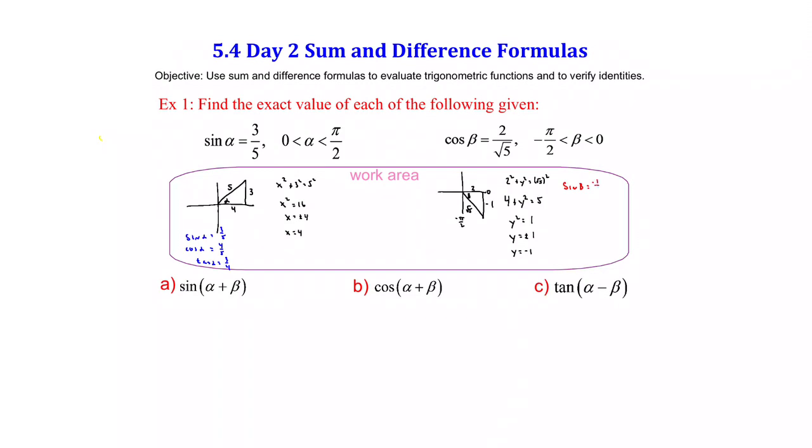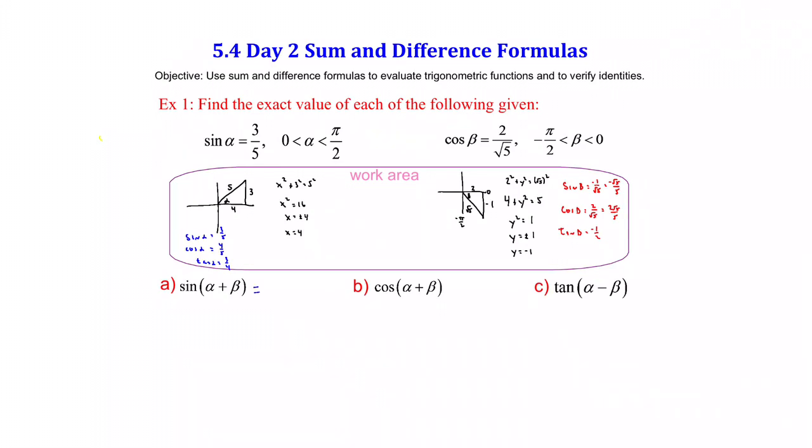So now we know that sine of beta is negative 1 over the square root of 5, which can simplify to negative square root of 5 over 5. Cosine of beta is 2 over the square root of 5, which is 2 square roots of 5 over 5. And tangent of beta is negative 1/2. Now that we know the three trig functions of alpha and beta, we will now use the sum and difference formula to calculate sine of alpha plus beta.